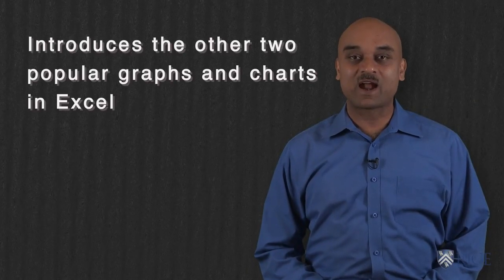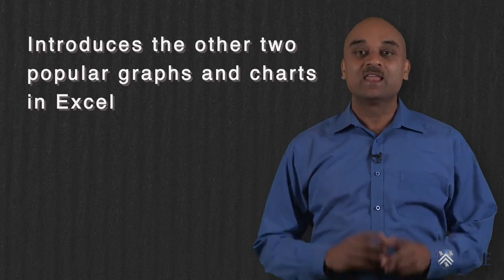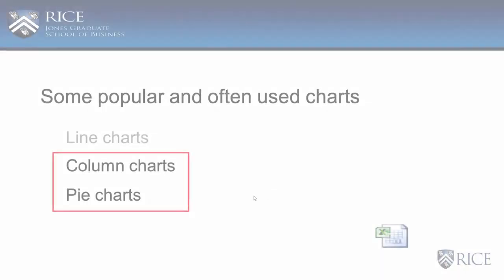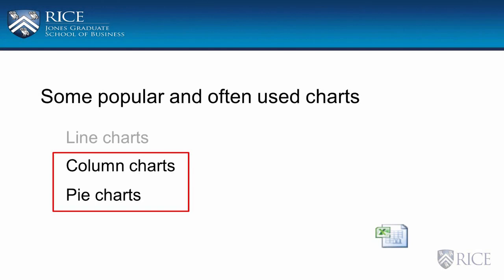The following lesson introduces the other two popular graphs and charts in Excel, namely the column charts and the pie charts. We'll illustrate them using the same data that we use to illustrate the line charts, that is the data on store sales from a store in Canada selling office products online. So let us go to the Excel file.